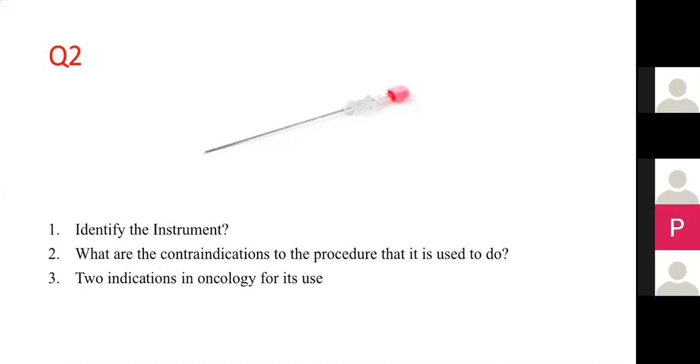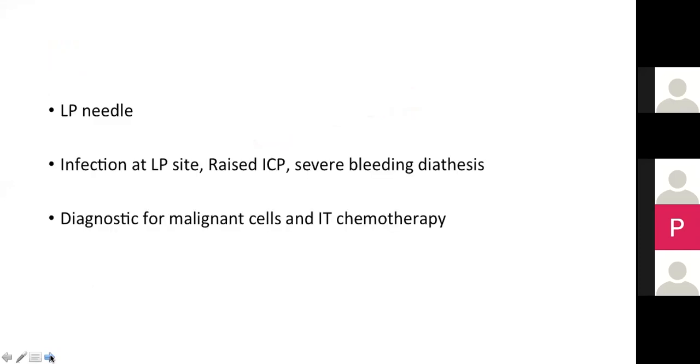Bleeding disorder, which is uncontrolled, that's right. CNS manifestation of leukemia is what you want to be. Is that a contraindication? So CNS manifestation of leukemia is really not a contraindication, but actually you are doing it to identify if the CNS is involved or not. Okay, so yes, it is a LP needle. The contraindications are infection at the local site, a very severe bleeding diathesis, a raised intracranial pressure where there is chance of coning, and you want to diagnose the presence of malignant cells by doing a lumbar puncture, and you also want to give chemotherapy.